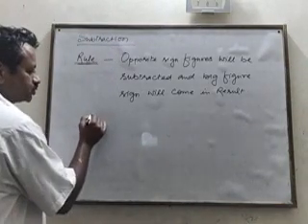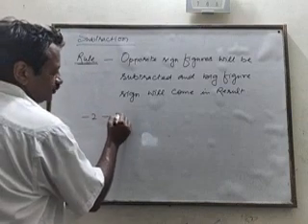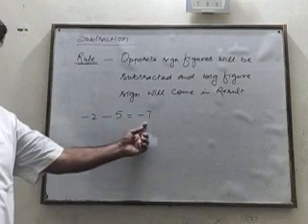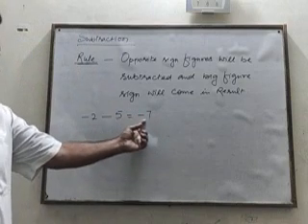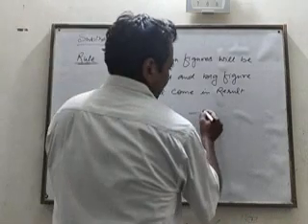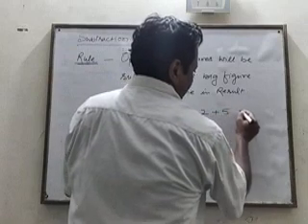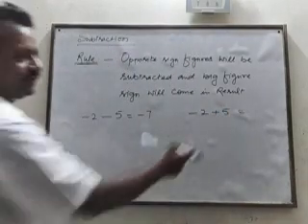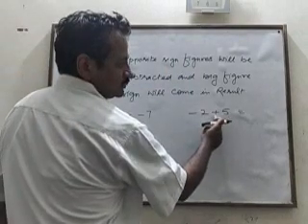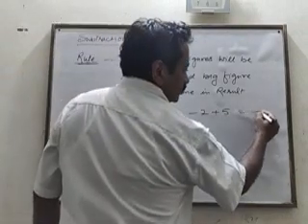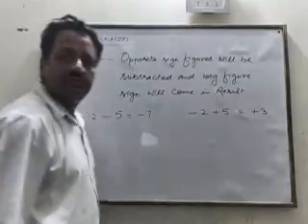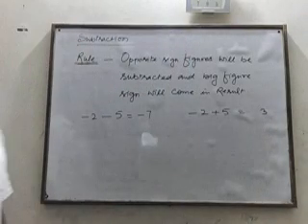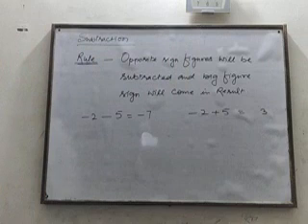Minus 2, minus 5, minus 7. Same sign figures will be added, and the sign will remain the same in the result. But minus 2 plus 5, they will be subtracted, and the big figure's sign, that is plus, will come in the result. And we know that plus is not mandatory, so we can write 3 also.